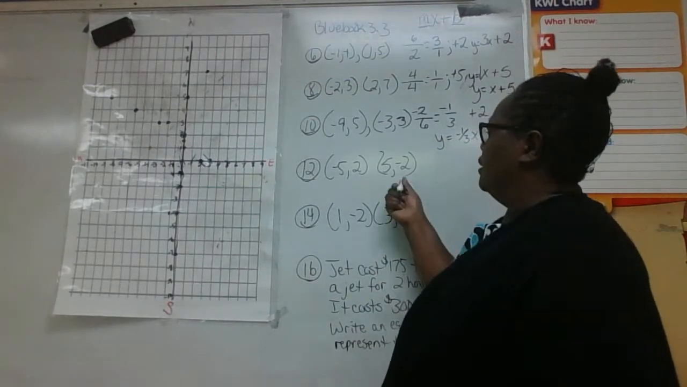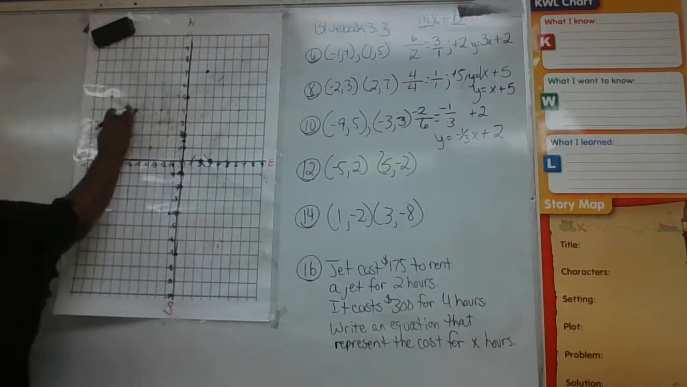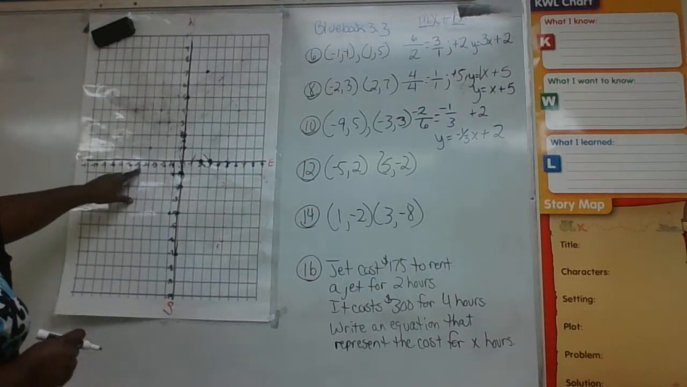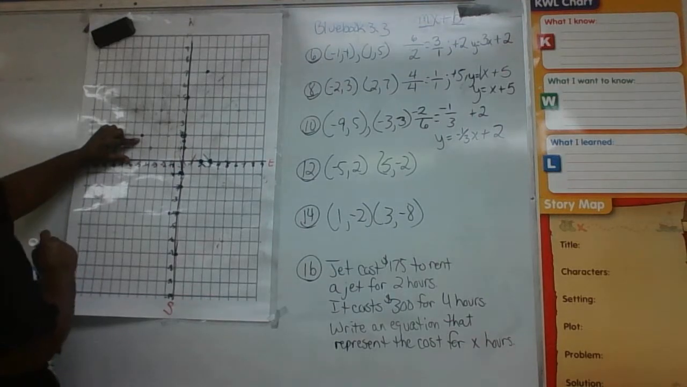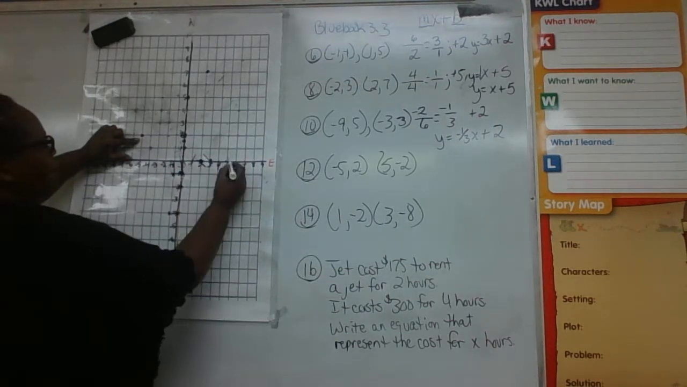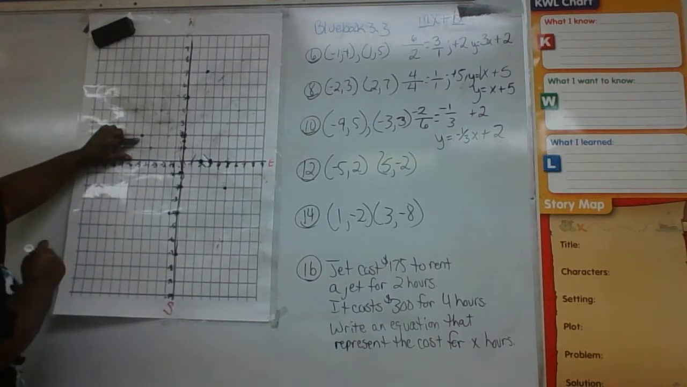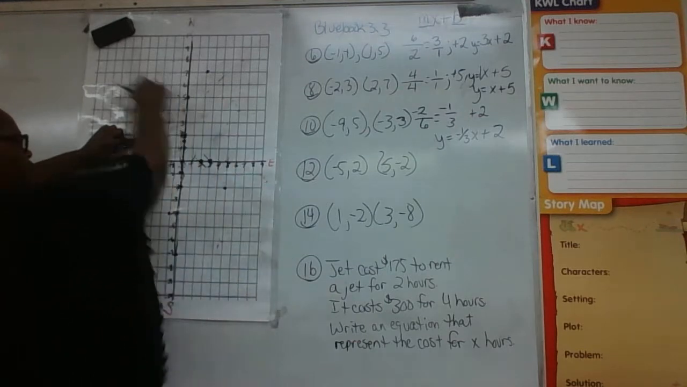Let's move on to number 12. On number 12, we have a negative 5 and a positive 2. Here we are. Then we have a positive 5 and a negative 2: 1, 2, there we are. So we need to identify our slope. Notice it's making a negative progression.